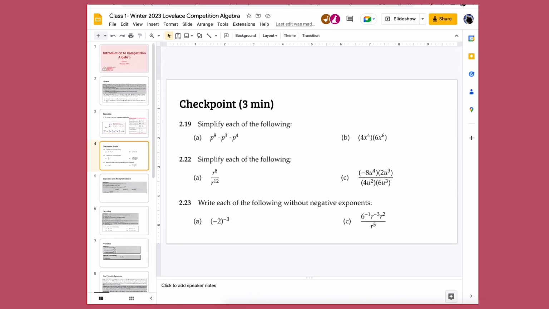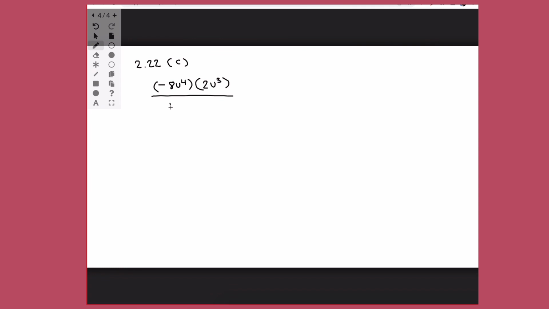tells us to simplify minus 8 times u to the 4th, times 2 times u cubed, over 4 times u squared, times 6 times u cubed. Okay, so I'll give you guys a minute to do this, and then I'll go over it.